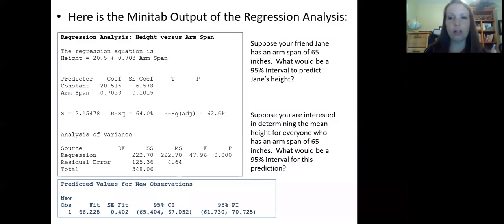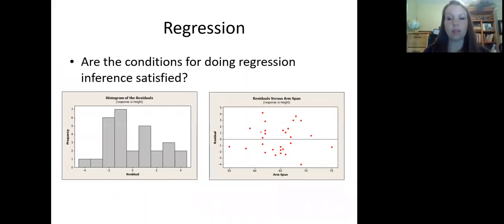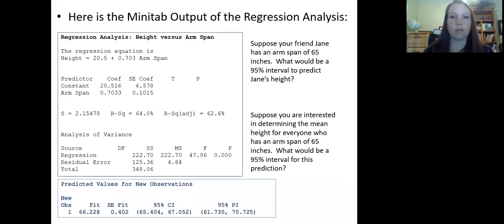Okay, so once we've all done the fun stuff, with the model, we can also do inference on prediction. There are two types of inference we can do on prediction: inference for individuals, and inference for means. So here are my two questions. Suppose your friend Jane has an arm span of 65 inches. What would be the 95% interval to predict Jane's height? And the other question says, suppose you're interested in determining the mean height for everyone who has an arm span of 65 inches. What would be a 95% interval for this prediction?